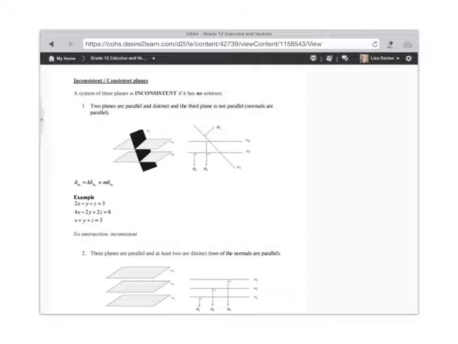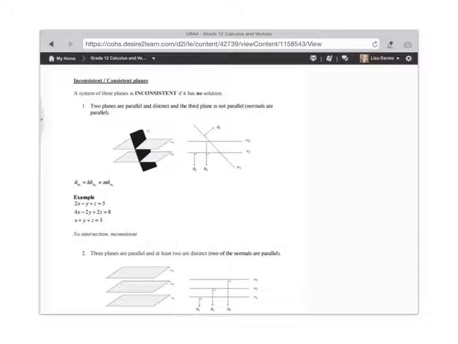So for three planes, for the system to be inconsistent, it means that it doesn't have a solution. So that means that there is no line of intersection between the three planes. That's what not having a solution would mean.